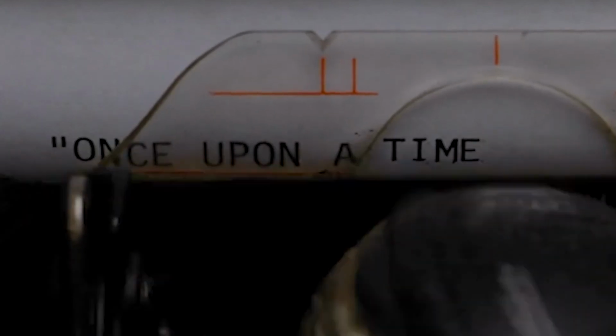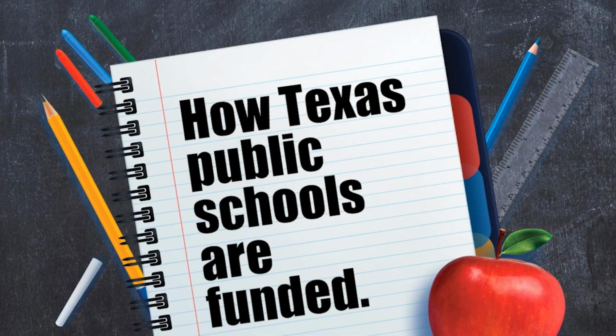This lesson is a little bit math. It is complicated. It's a very complicated system. And a little bit history. I was there. I can tell you exactly what happened. We'll start here. How Texas public schools are funded.